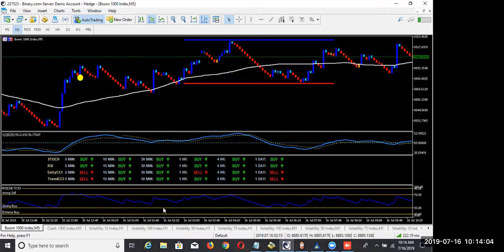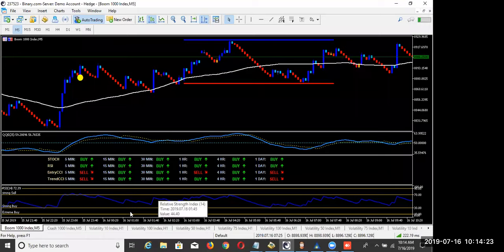There are a lot of booms that will come every day. For example, see a boom here. Once you touch here, you take a boom. And once you take a boom and it breaks here, you can enter another one if you want after the retracement. Since it breaks and retraces back, you take another one if you want. So that is just it.